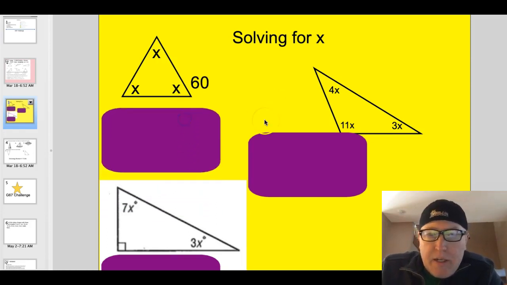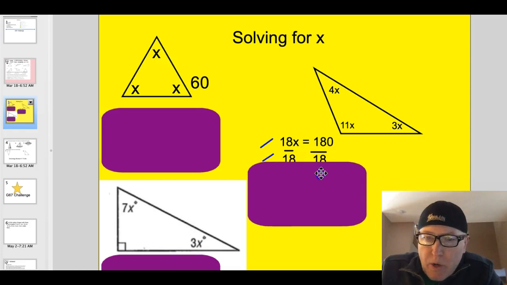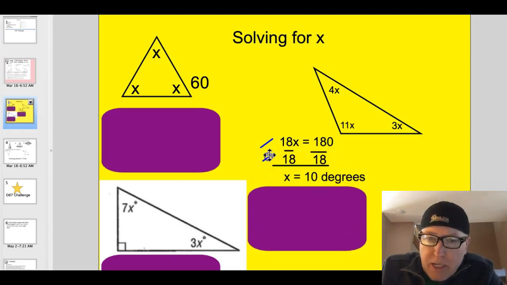All right, in similar fashion, a little bit harder over here. Now we've got 4x, 11x, and 3x. Well, all of those x's put together, 4 plus 11 is 15, plus 3 more is 18 x's. All 18 x's together, 18 times x is going to equal 180 degrees. Once again, that's a one-step equation. We can divide by 18 on both sides. 180 divided by 18 is 10. We find out that when we isolate the variable, x is equal to 10 degrees.